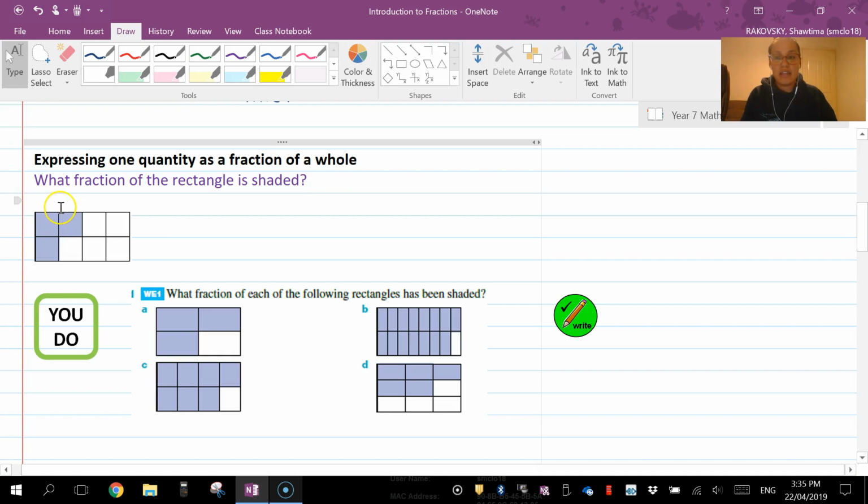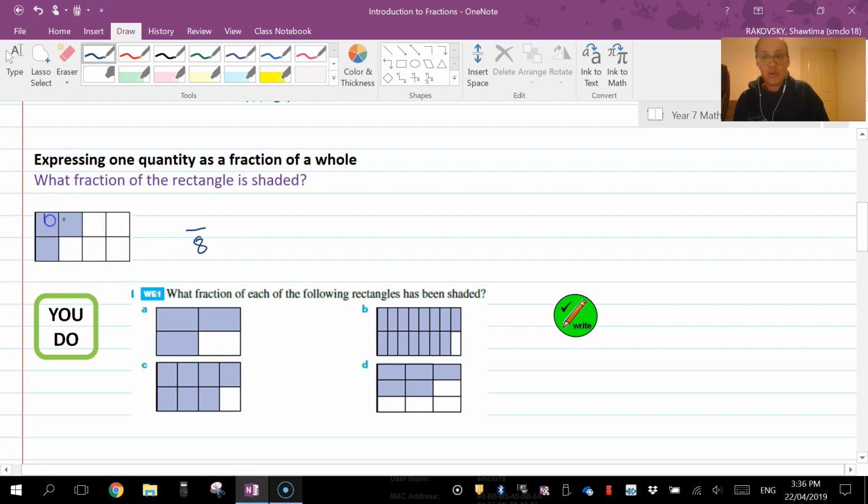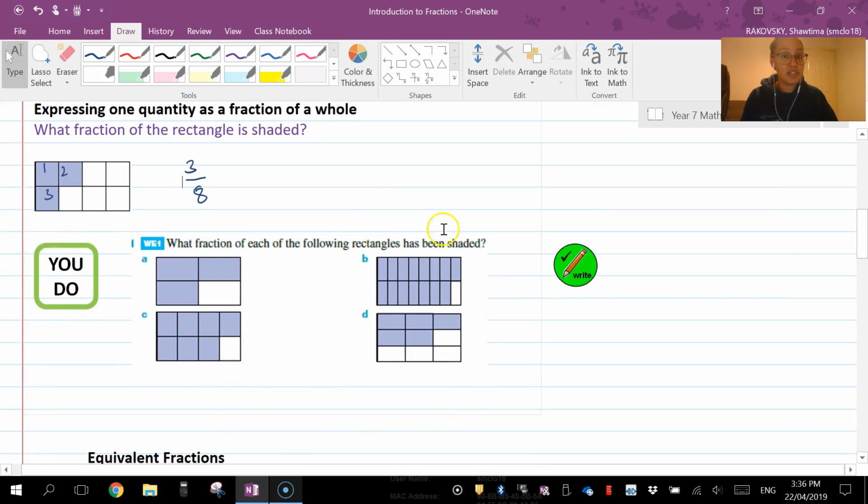And in this question here, I can see I've got one whole rectangle and it is cut up into 8 pieces. So that's going to be over 8, because I can see it's divided into 8 pieces. And I can see I've got 1, 2, 3 pieces shaded, so that's 3/8. Now I'd like you to pause and complete these ones in your exercise book.